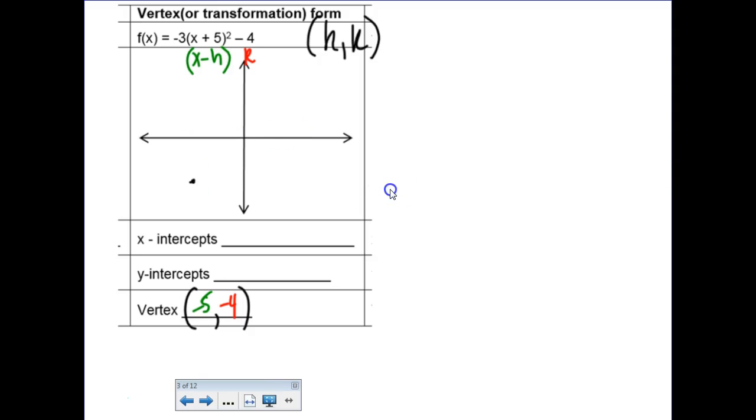The intercepts. Basically, you need to find the solutions for x-intercepts. So you have to decide how you want to solve this function. I think this is a perfect function for solving by square rooting. Think of what would happen if you put a 0 here and I want to solve for this. You'd solve it by square rooting, wouldn't you? I'm going to start by adding the 4 over.